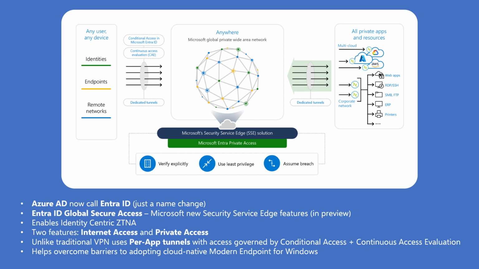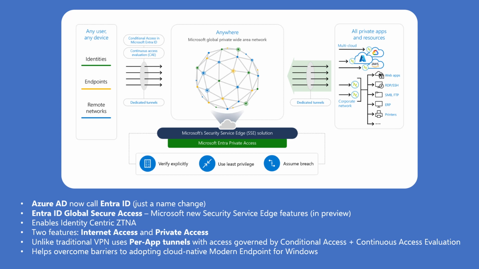And private access really is there as Microsoft's move into Security Service Edge, and the aim of it is to help organizations to move towards an identity-centric approach to zero trust network access. Unlike a VPN, or like a traditional VPN anyway, it uses per app tunnels. And those tunnels and the access to the applications or resources behind them is governed by conditional access rules, and it's also continuously evaluated too.